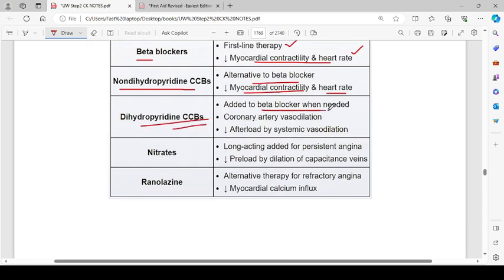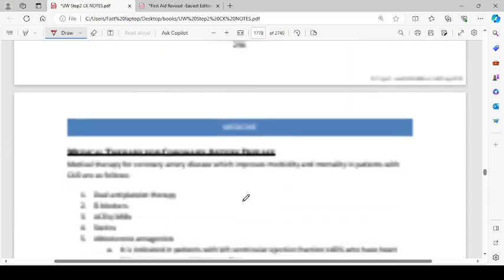Dihydropyridine calcium channel blockers are added to the beta blocker when needed. They cause coronary artery vasodilation and decrease the afterload by systemic vasodilation. Nitrates, long-acting, are added to persistent angina and decrease the preload by dilation of capacitance veins. Ranolazine is an alternative therapy for refractory angina and decreases the myocardial calcium influx.